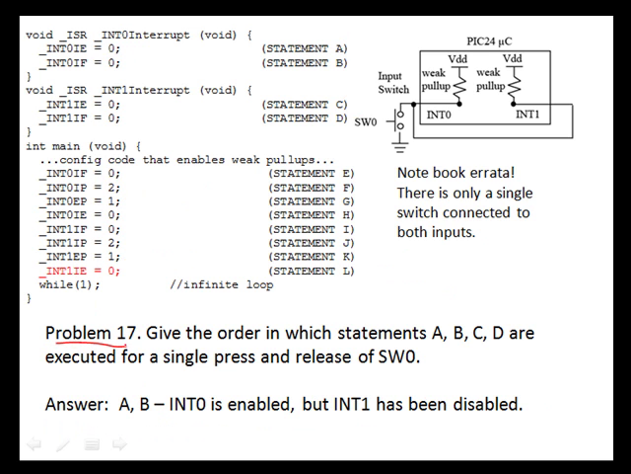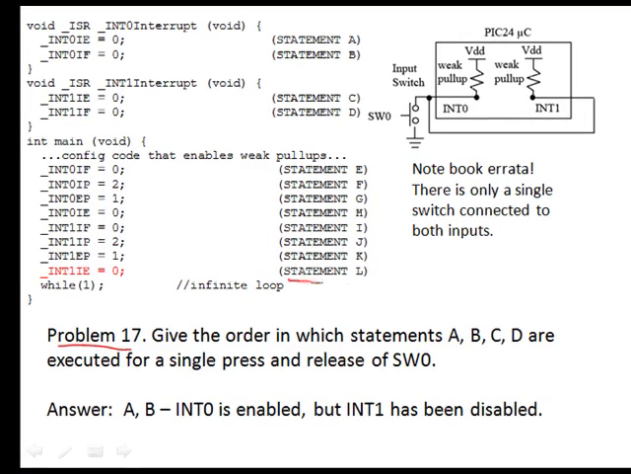Problem 17 takes the code of problem 13 and modifies statement L such that int 1 interrupt enable is now a 0. By the way, there's a book errata. The problem in the book says statement H when it should actually be statement L. So now the question is, what is the order in which these statements are executed for a single press and release of the push button?